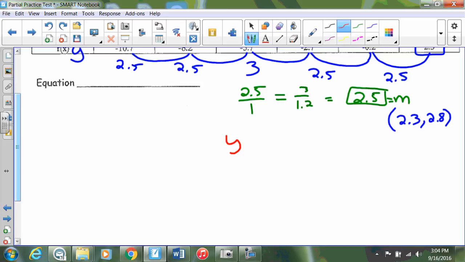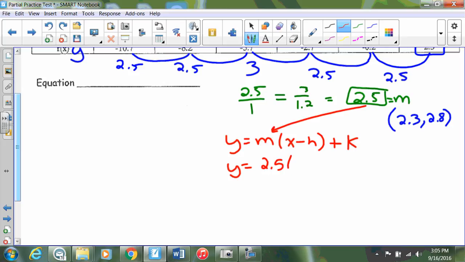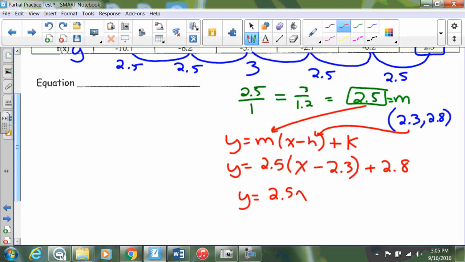So we're going to have y equals m times x minus h plus k. I think I'm going to be able to do this while I'm sleeping. I've done it so many times. All right, so y equals, my slope is 2.5. My h is 2.3. And my k is 2.8. So we have 2.5x.